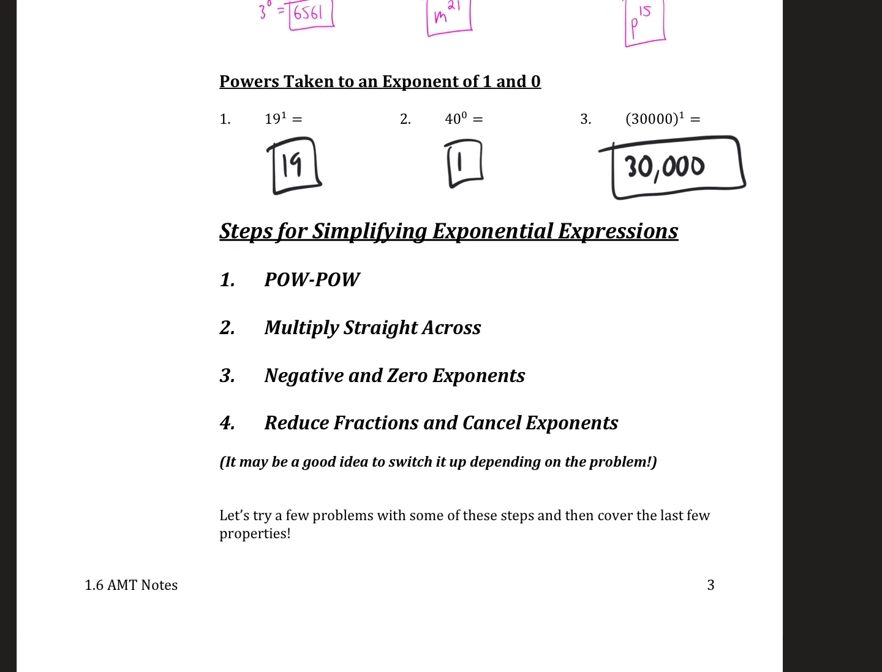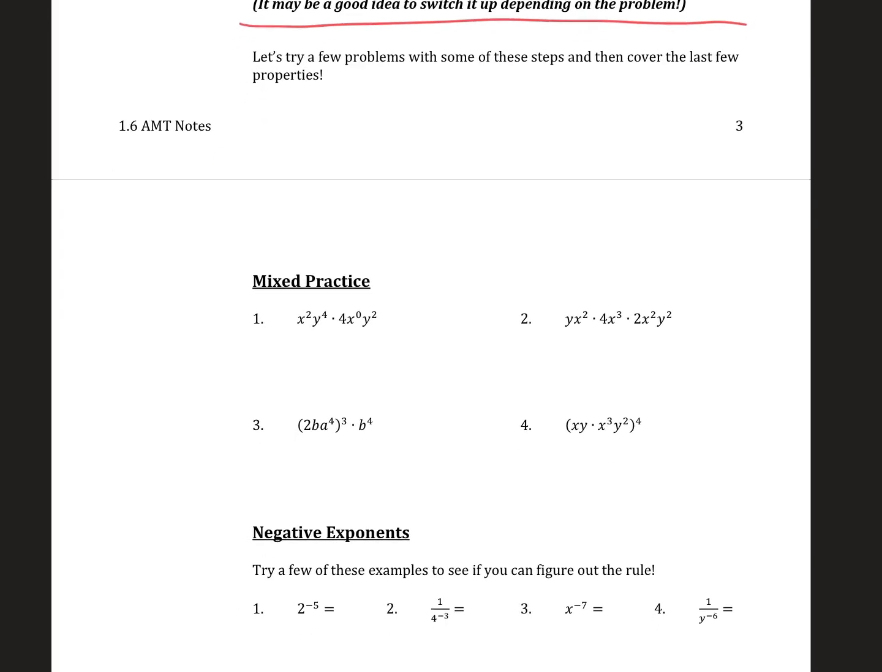All right, very cool. We got some steps for, I guess, simplifying exponential expressions. So these are general rules that I follow, but it's not always applicable. Sometimes I like to simplify inside the parentheses, but in general, the steps are, we do pow-pow, we multiply straight across, we do negative and 0 exponents, and then we reduce fractions and cancel exponents, okay? And it says down here, it may be a good idea to switch it up depending on the problem, all right? So let's try a couple.